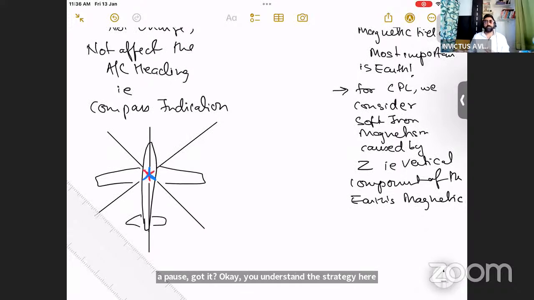So we are only going to talk about Zulu. Now, what do you know about Zulu? The impact of Zulu will affect directivity. The impact of Zulu will increase with increasing latitudes. All that will stand true with respect to vertical soft iron magnetism only. Everything. So your understanding should be good.